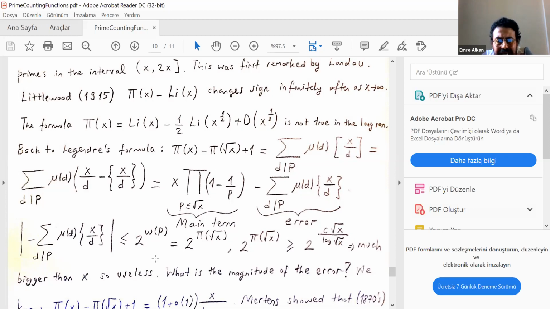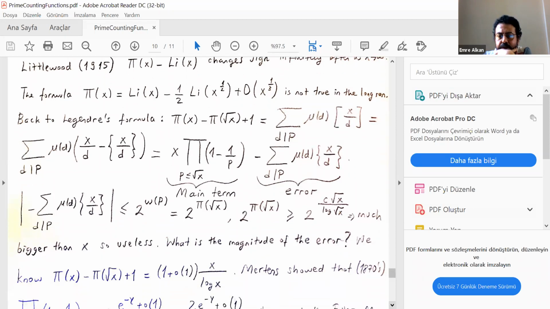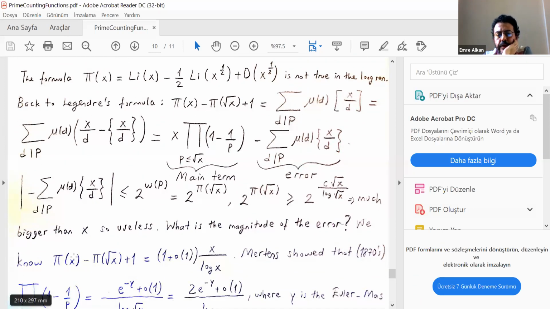But then still we have the question, what is the magnitude of the error? What is the true magnitude here of this thing? What do we have in reality here? What's going on with Legendre's formula? Now let's look at it with the prime number theorem. First of all, we know the behavior of the left-hand side, π(x) − π(√x) + 1. This is a lot smaller, definitely. The PNT now guarantees that it's asymptotic to x over log x, so (1 + o(1)) times x over log x.